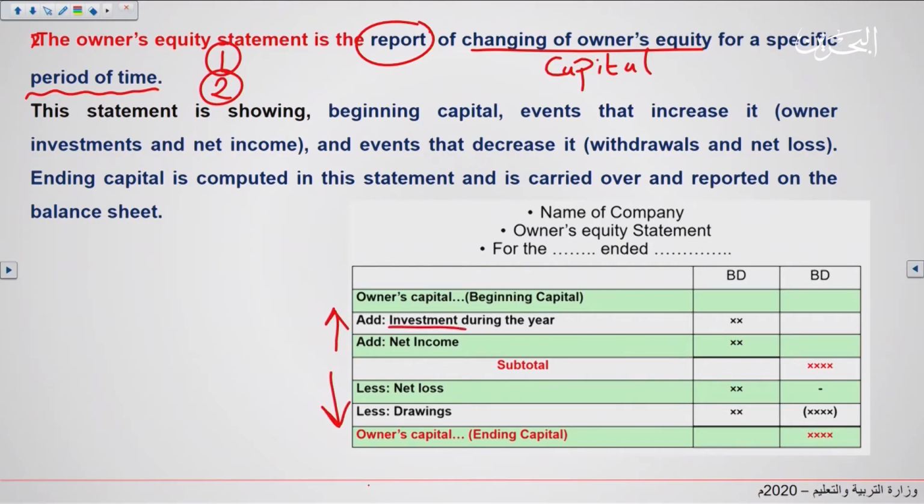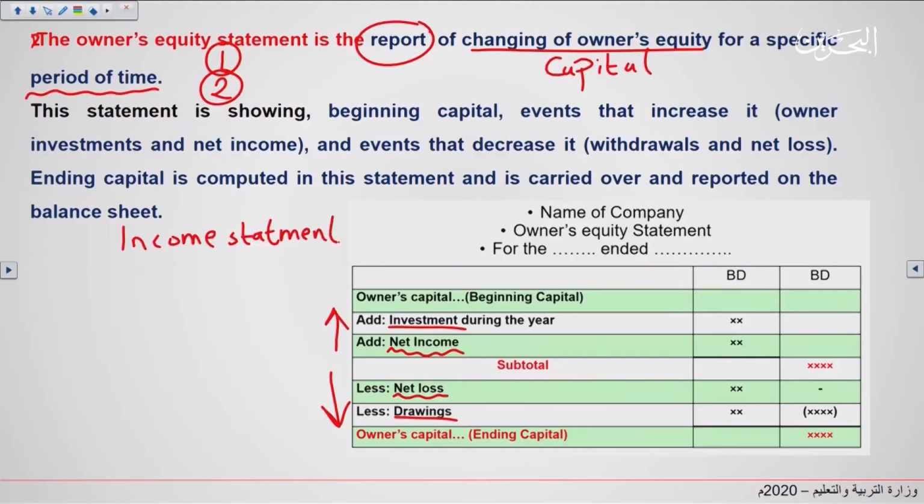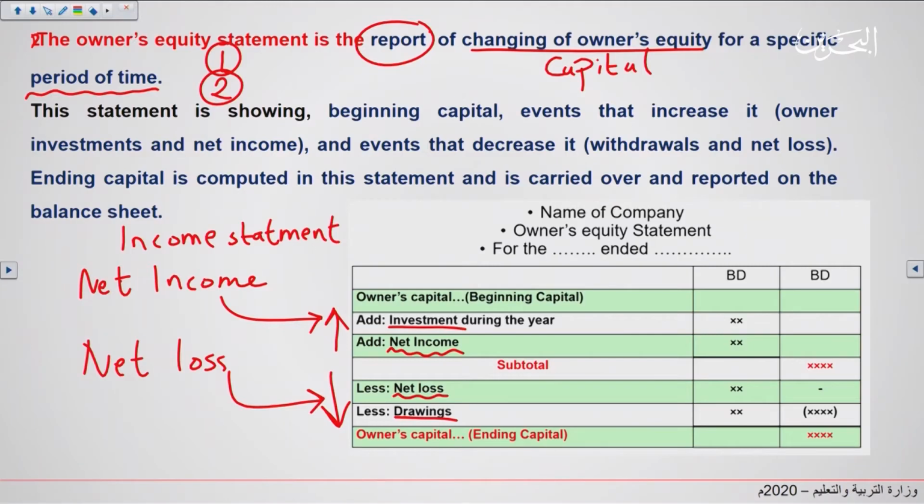Like investment will increase the capital. Drawing will decrease the capital. Now, let's come to the net income and the net loss. If you remember, when we were making the income statement, our goal was to find out if the company is making net income or net loss. If the company is making net income, we will add this to the events that will increase the capital. If the company is making net loss, we will add it to the events that will make the capital decrease.